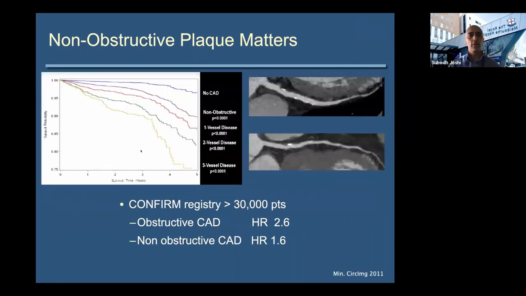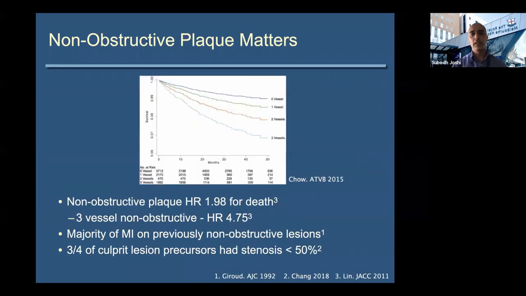And it turns out that this non-obstructive plaque does actually matter. So this is from the CONFIRM registry, a huge number of patients, and clearly your prognosis is worse if you have obstructive disease. That's what this 1, 2, and 3 vessel refers to. But even with non-obstructive disease, you do have an increase in events. And the more non-obstructive plaque you have, the worse your prognosis.